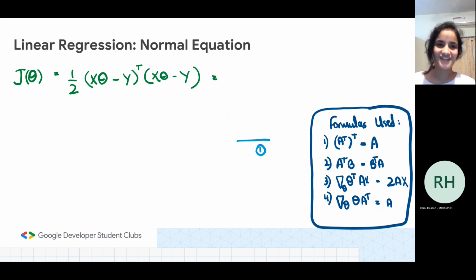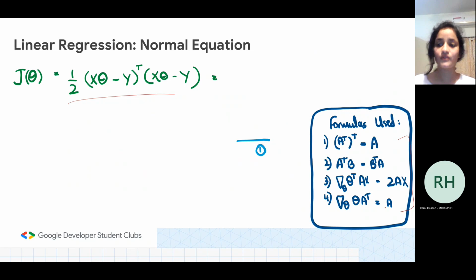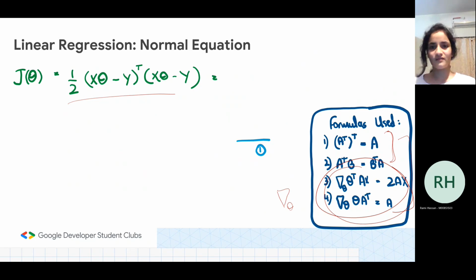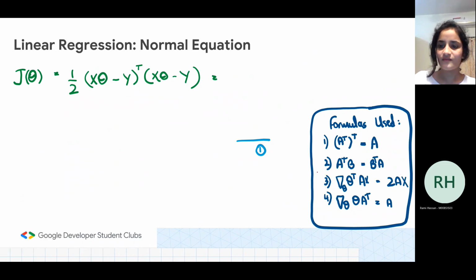So let's do the calculation. We'll simplify this once and then we'll derivate it. The formulas on the side are what we're going to use to do the calculation. You might have seen these two, but these two you probably haven't because this is derivation. This symbol you see over here is just a partial derivative. I wrote it in a concise way because the professor used it like that. So these are four formulas that we'll use right now.